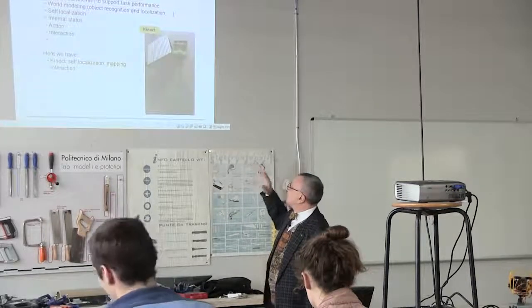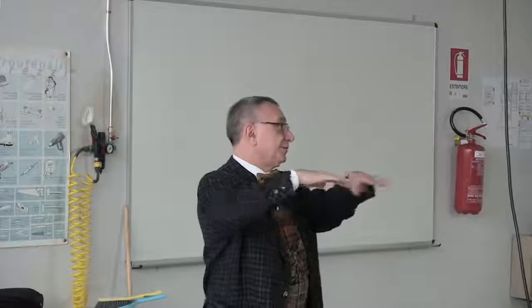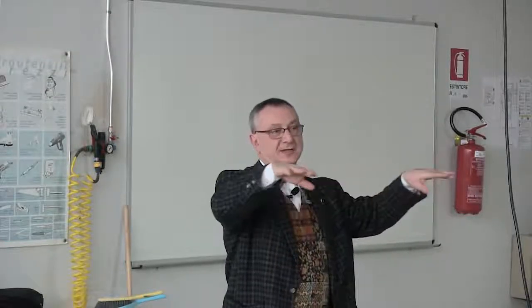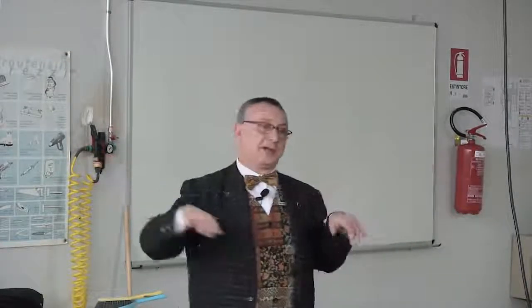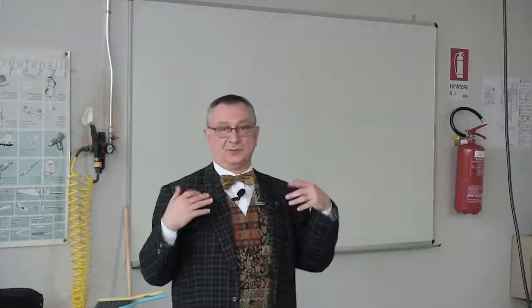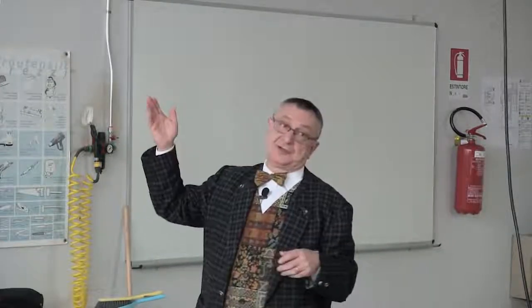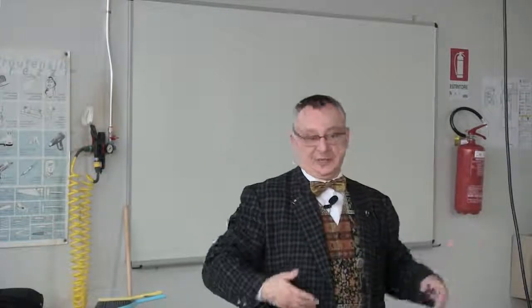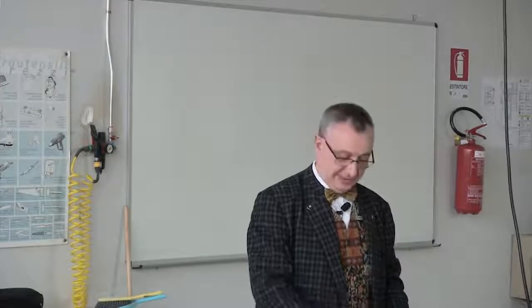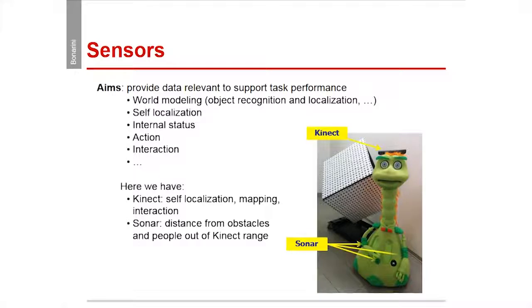So we have a Kinect. It is used for self-localization, mapping, and interaction. Self-localization and mapping because it provides this distance to objects, so it's possible to detect the distance to the walls and the other elements of the environment, and from them you can build a map and know where you are. And for interaction, because it's used to detect the movement of people and how people are interacting by their gestures.